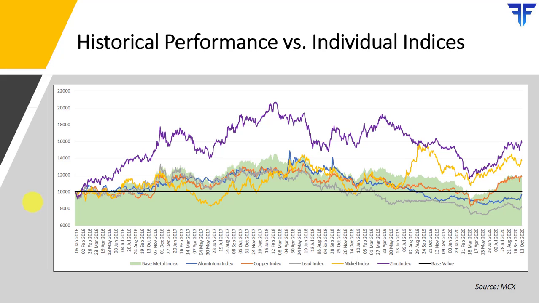The chart here compares the historical performance of the MCX iCOMDEX base metal index with that of the individual base metal indices. See that each of these indices were assigned a base value of 10,000 on 31st December 2015. The green shaded area shows the performance of the MCX iCOMDEX base metal index.